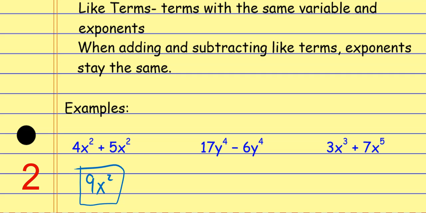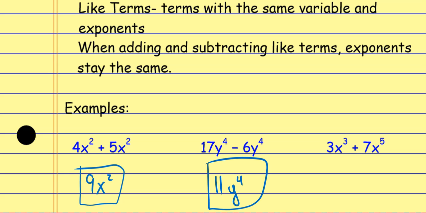Here, same kind of thing, 17y to the 4th minus 6y to the 4th. Really, it's just 17 minus 6, which is 11. And then the y to the 4th just tags along for the ride as a y to the 4th. It stays the same, all right? In order to be allowed to add or subtract, they have to be the same. After you add or subtract, they stay the same, okay?